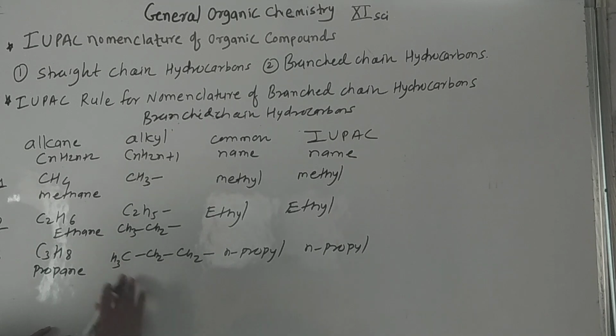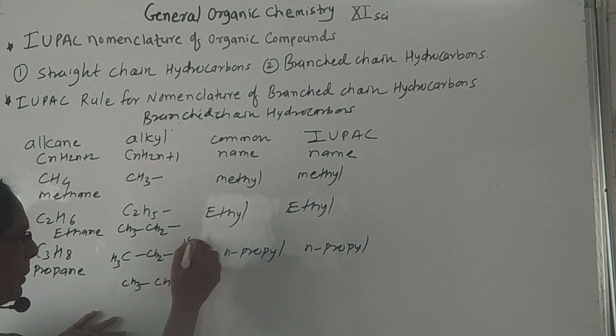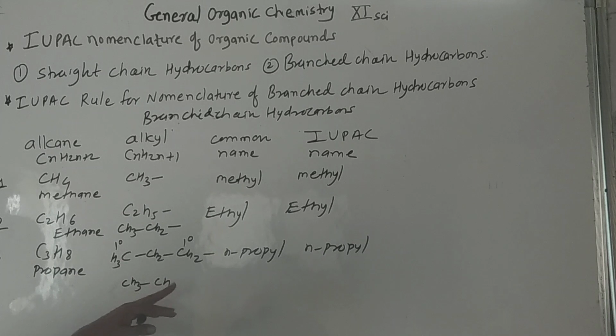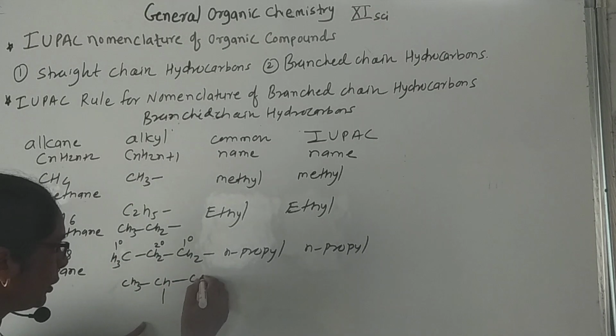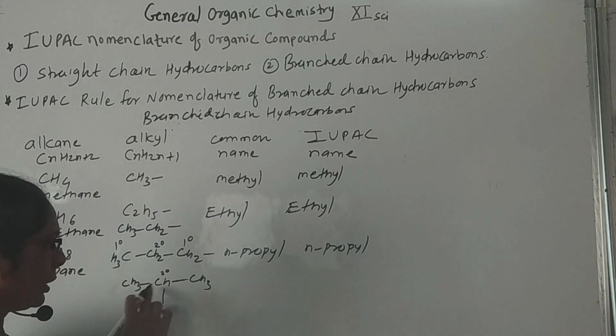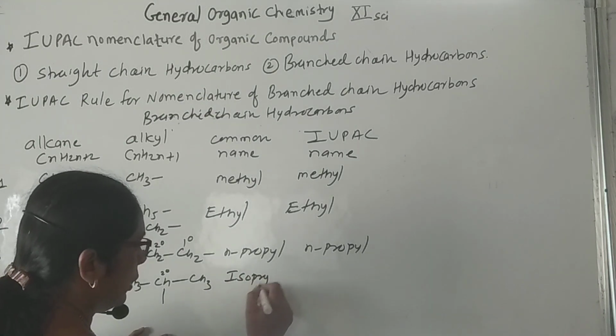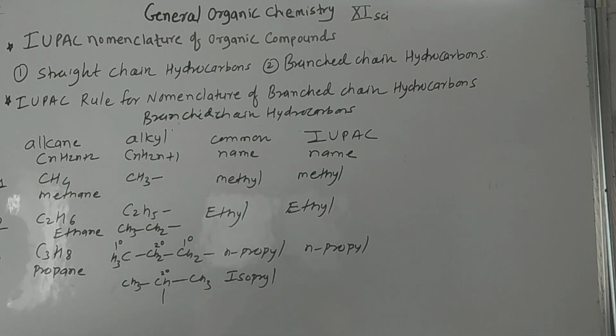But when you write this straight chain, we can have one more alkyl group also. That alkyl group is obtained by replacing the primary hydrogen from the primary carbon, you get N-propyl. But if you replace the hydrogen from the secondary carbon, you can get this type of alkyl group, and that alkyl group is a carbon attached with the 2-methyl. It is called isopropyl.